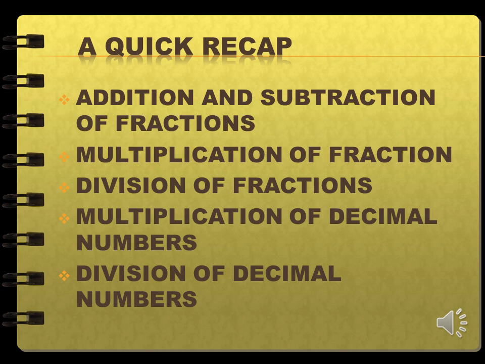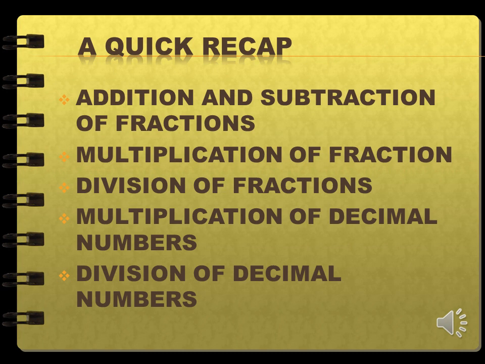A quick recap. To recapitulate what we have learned in chapter 2, fractions and decimals. We have learned addition and subtraction of like and unlike fractions, followed by multiplication of fractions by a whole number and by a mixed number, then multiplication of a fraction by a fraction. Same goes with division: division of a whole number by a fraction, division of a fraction by a whole number, and then division of a fraction by a fraction.